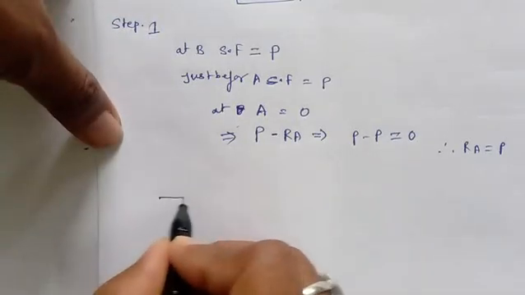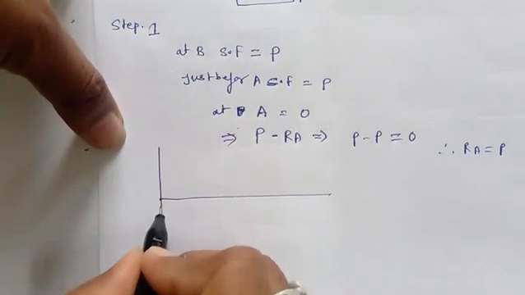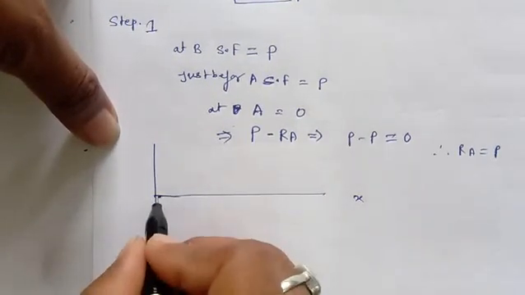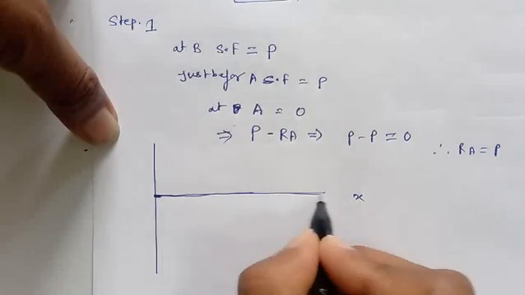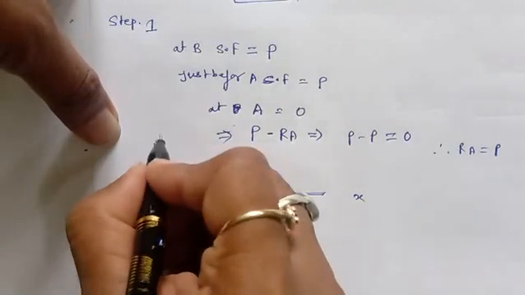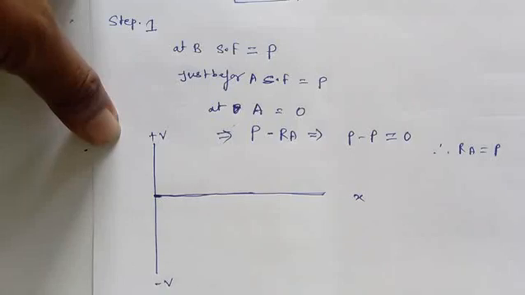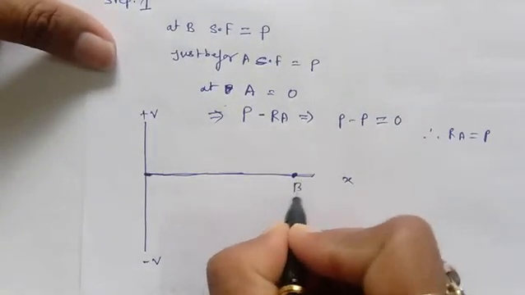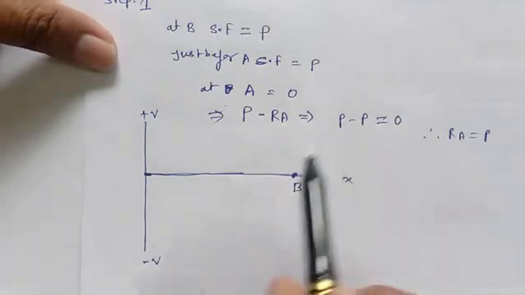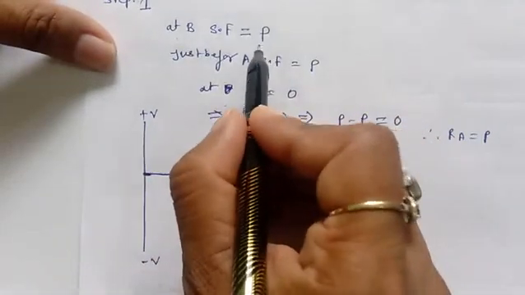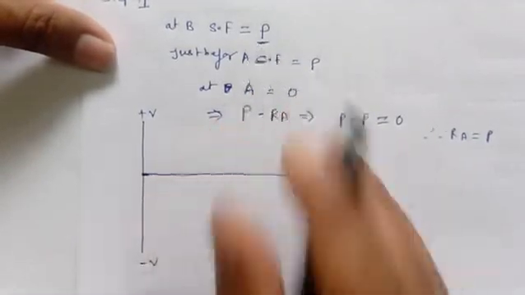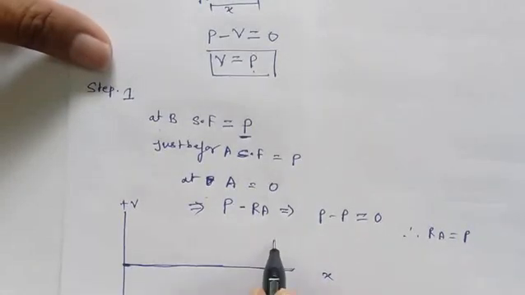So to draw the shear force diagram, we take this type of graph where this x-axis shows the span of the beam, the complete beam, and this y-axis shows the shear force. This is positive shear force, this is negative shear force. Now at point B, the shear force is P, and P is positive because it's a downward force, so we are considering P as positive. Some value will be there of P, here it is P.